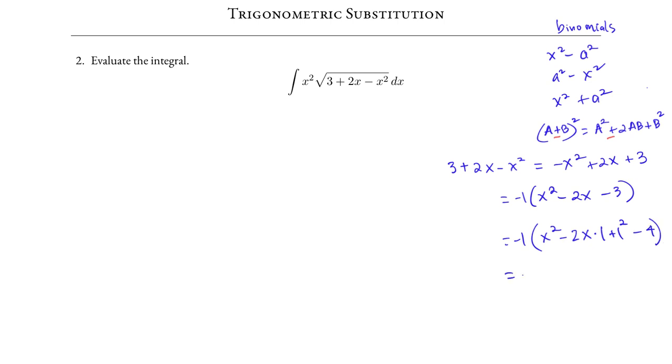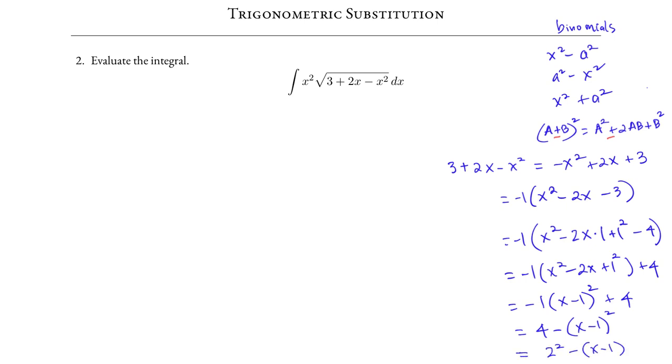Simplifying this, we have minus 1 times x squared minus 2x plus 1 squared, and then negative 1 times negative 4 is plus 4. This is now minus 1 times x minus 1, the quantity squared, plus 4, or 4 minus x minus 1 squared. This is 2 squared minus x minus 1 squared, which is of the form a squared minus x squared, where the variable term is now x minus 1.